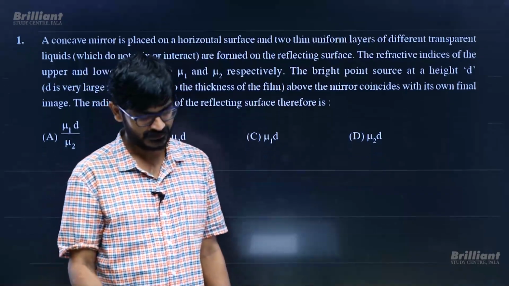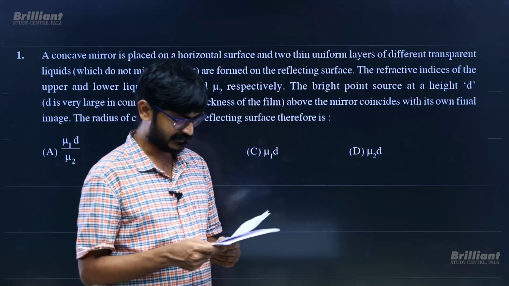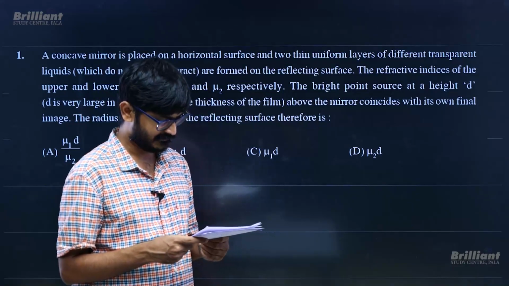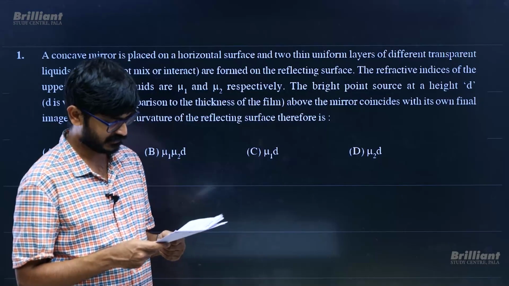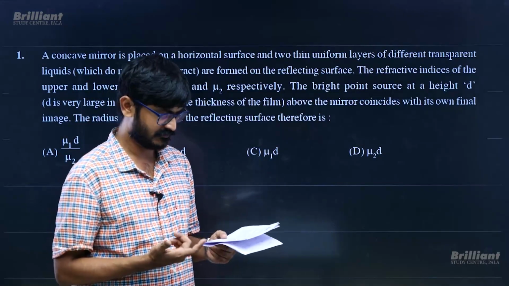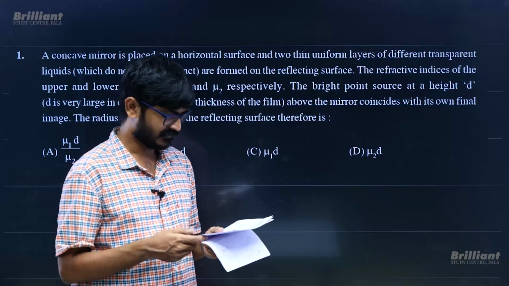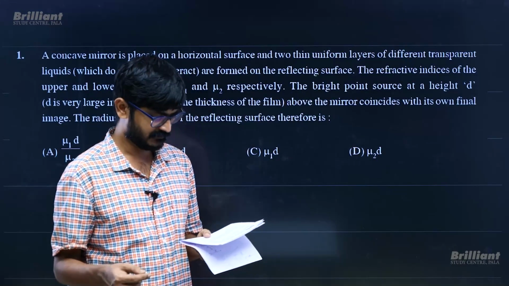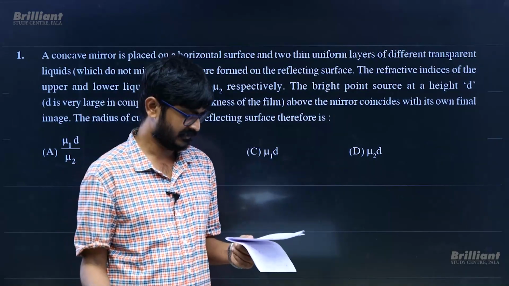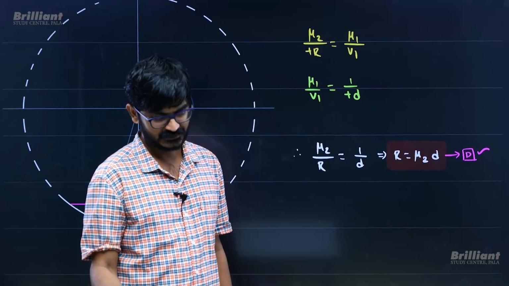The first question goes like this: a concave mirror is placed on a horizontal surface and two thin uniform layers of different transparent liquids, which do not mix or interact, are formed on the reflecting surface. The refractive indices of the upper and lower liquids are mu1 and mu2 respectively. The bright point source, which is at a height d, very large compared to the thickness of the film above the mirror, coincides with its final image. Find the radius of curvature of the reflecting surface. So basically this is the question.